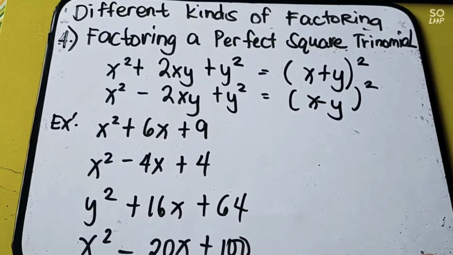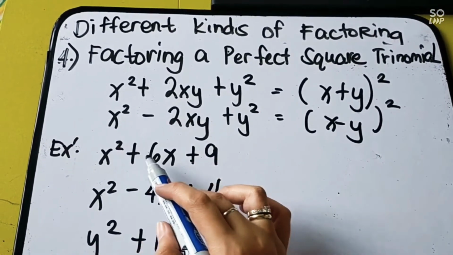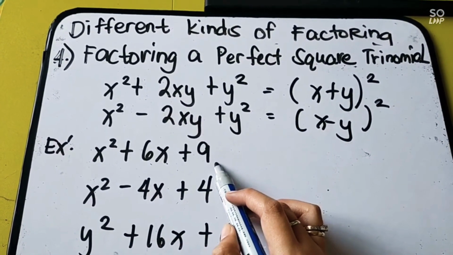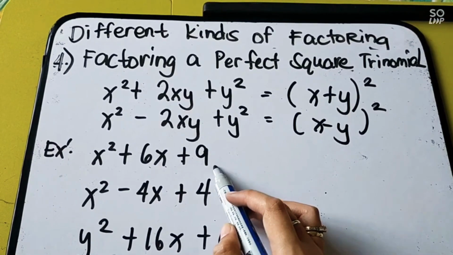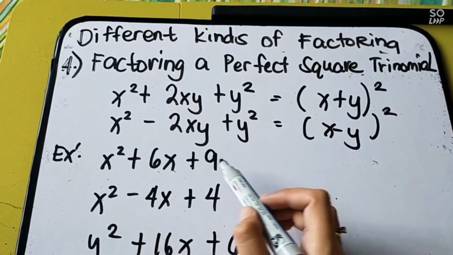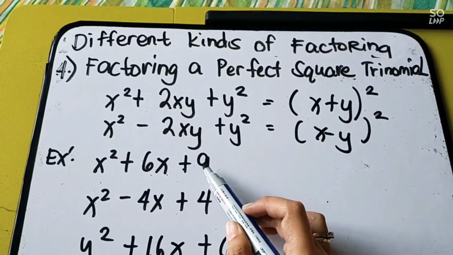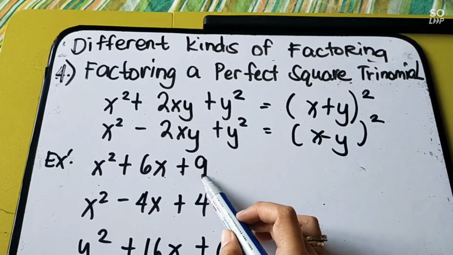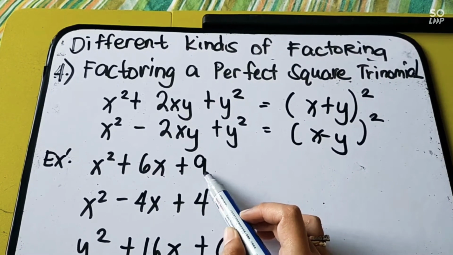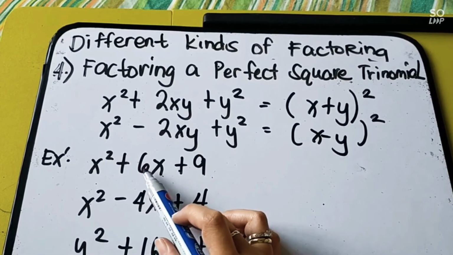We have here a given of x squared plus 6x plus 9. So, let us determine if it is a perfect square trinomial. x squared is a perfect square, 9 is a perfect square. When you find the square root of 9, the answer is 3. 3 times 2, ang sagot diyan ay 6.